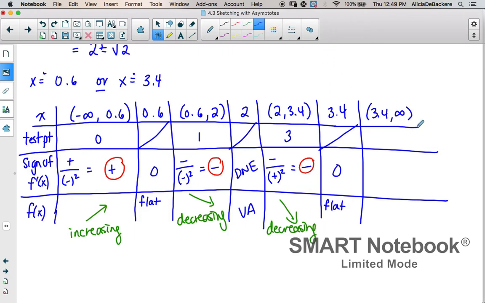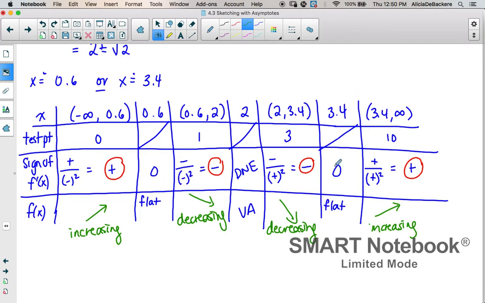I'm then picking a number bigger than 3.4. Maybe I pick like 10. Doesn't really matter. I'm going to plug that into the numerator. And in the bracket, I'm going to get 100 minus 40 plus 2. That's a positive number. So the numerator is positive, and then plugging 10 into the denominator, I'm going to get 8 squared. So that's a positive as well, or a positive squared. And so overall, I get a positive answer. That tells me the graph here is increasing.